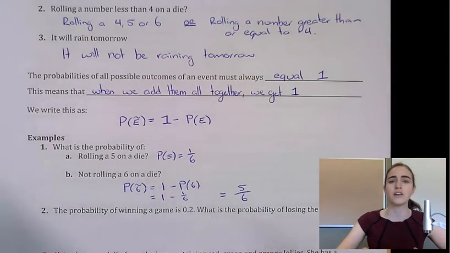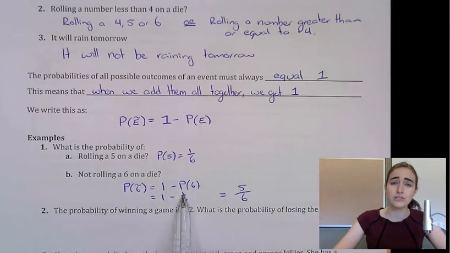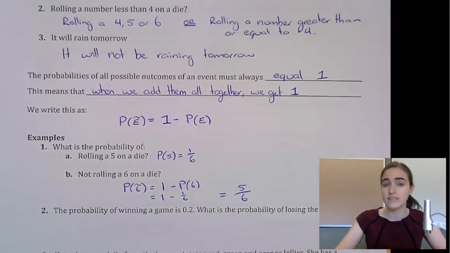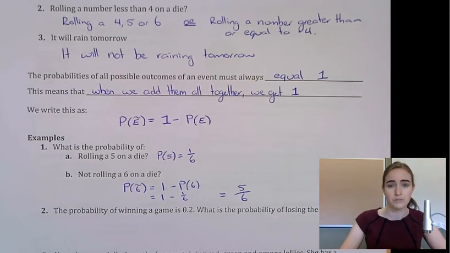So for this question, you don't necessarily have to do this. You could look at it and go, okay, well, not a 6 is any of the other 5 numbers. So that means our probability is going to be 5 over 6. And that's a fine way to do it as well.